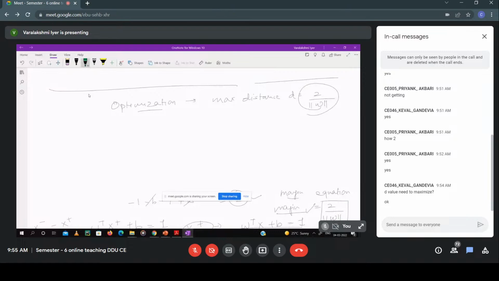Even some of the points can lie over here also. If you see, some of the negative points can lie over here, and some of the positive points can lie over here. This is not allowed in the case of hard margin.